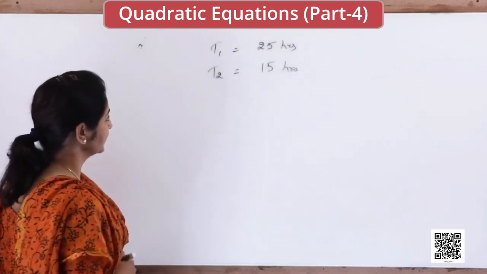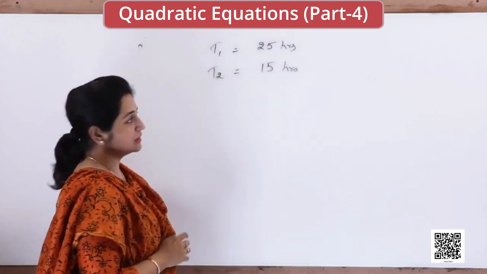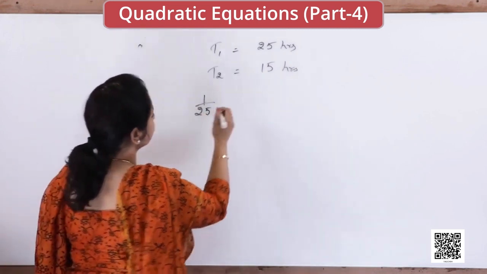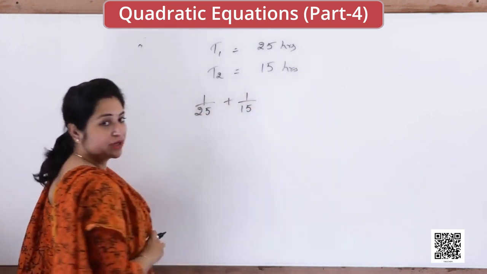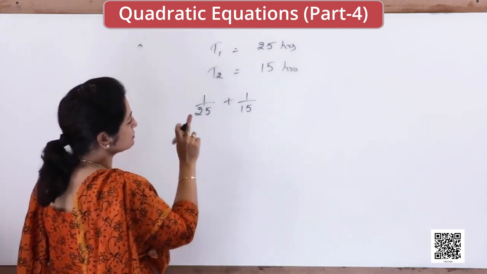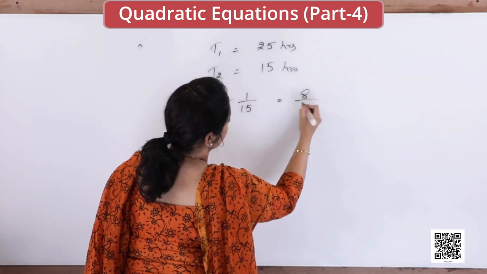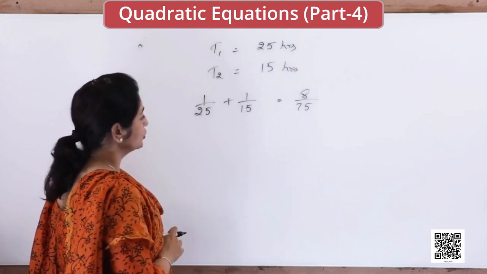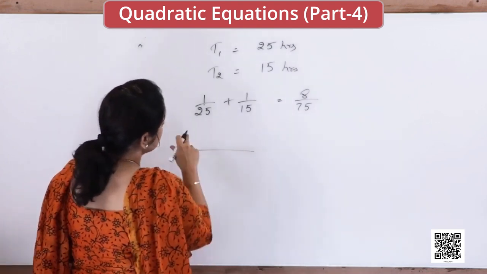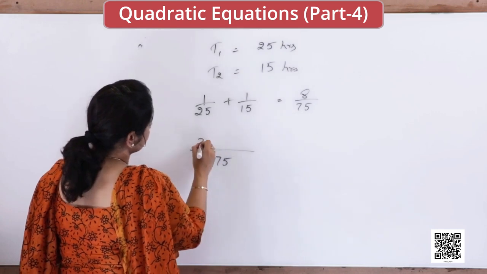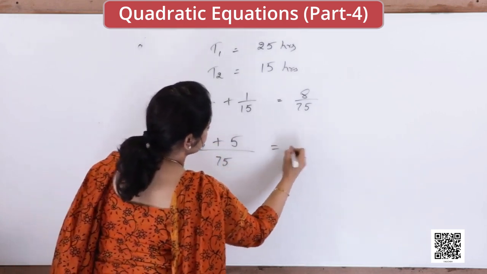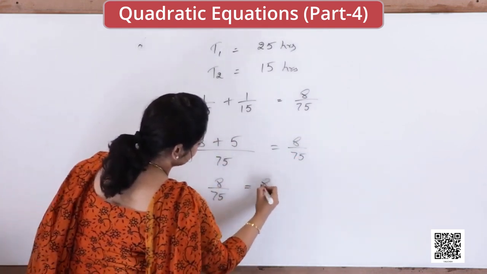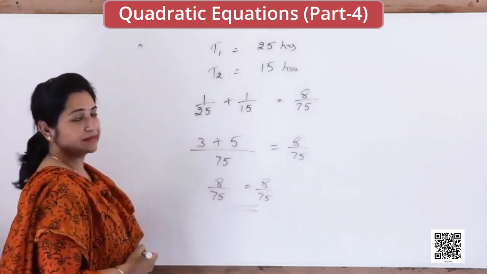Now to cross check it. If tap 1 is taking 25 hours, thus in 1 hour it will fill 1 upon 25th of the tank, and similarly, tap 2 will fill 1 upon 15th of the tank in 1 hour. Now according to question, 1 upon 25 plus 1 upon 15 should be equals to 8 upon 75. That is the tank that gets filled if both the taps are working together. So solving this, here the LCM will be 75, here we'll get 3 and here 5. It should be equals to 8 upon 75, and yes, 8 upon 75 is equal to 8 upon 75. Thus our answer is correct.